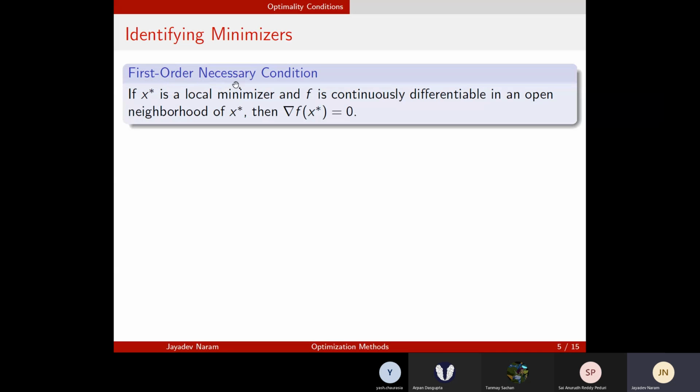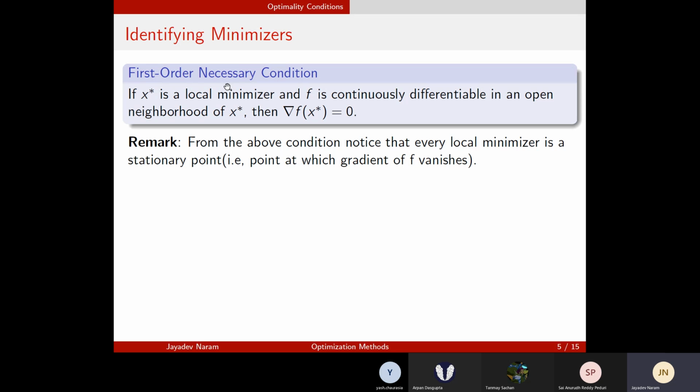So the first thing is the first order necessary condition. What this says is if x star is a local minimizer and if f is continuously differentiable, that is, the derivative of f is continuous in a neighborhood of x star, then grad f of x star is equal to 0. Essentially, what this implies is if x star is a local minimizer and f satisfies this condition, then this condition holds. It's not the other way around. That is why it's called a necessary condition. And because we need the first order derivative, we say it's the first order necessary condition.